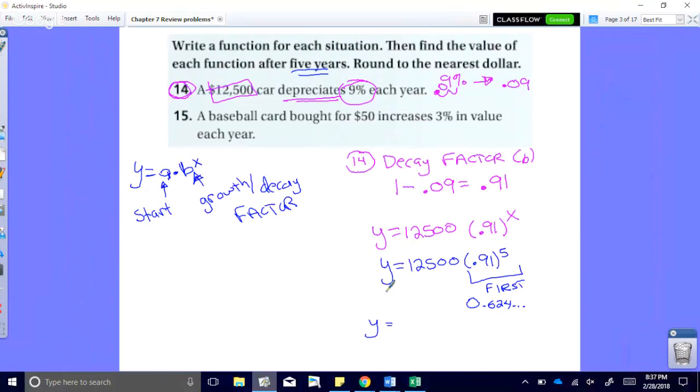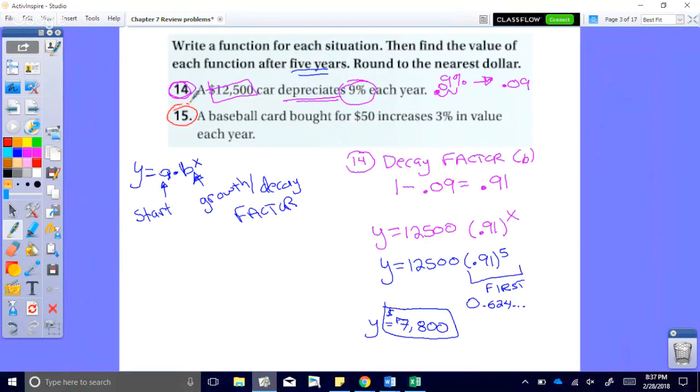And you get a final answer of 7,800. If it says round to the nearest dollar, it's a 0.4, so we're just going to leave it at 7,800. Okay, so then we can plug in 5 into my equation and we're good.